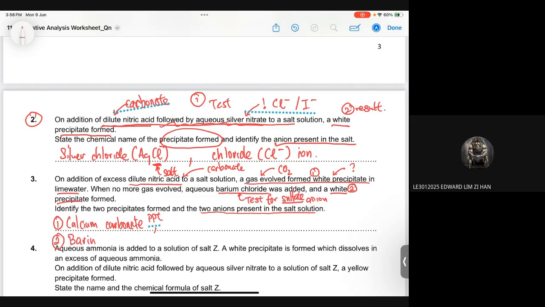But what is the anion present based on your 2 observations? Damien, help me out. Damien, say something, please. Stop depending on others. I can think of stuff. Carbonate and sulfate. So if you got the white precipitate, which is calcium carbonate forming, what is the anion you can conclude there?